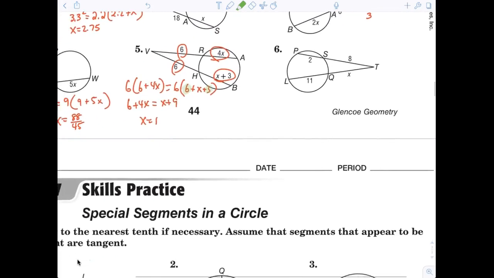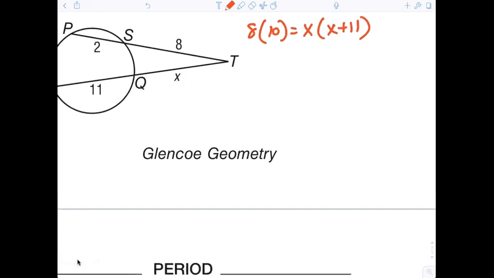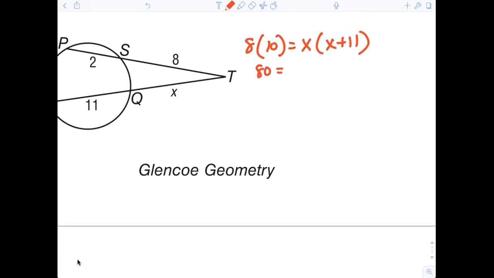All right, let's take a look at question number 6. Someone else read me, tell me what it is. Wait a minute. 2 times 10 on the outside. 8 times 10 is equal to what? Come on, guys. X times (x plus 11). Alrighty. So here we go. So now 80 is equal to x squared plus 11x.